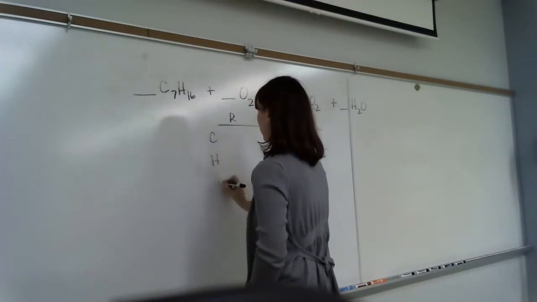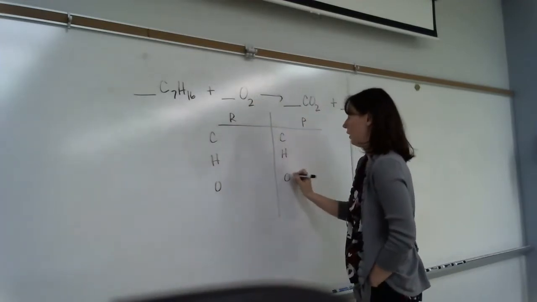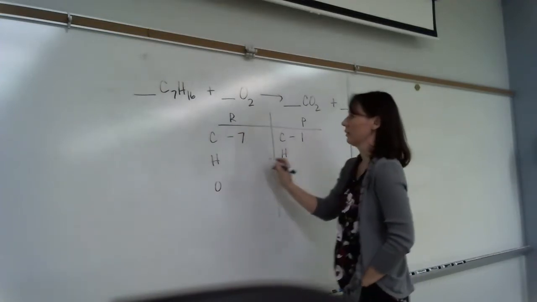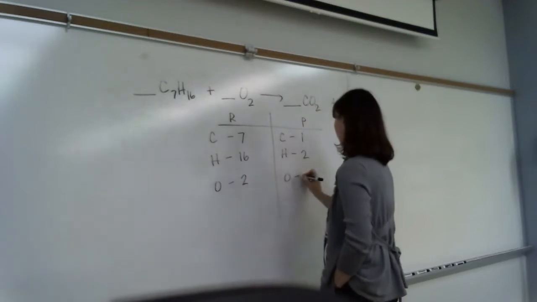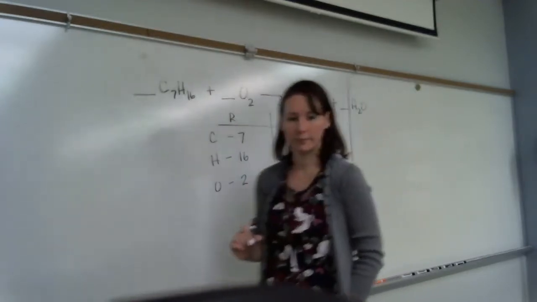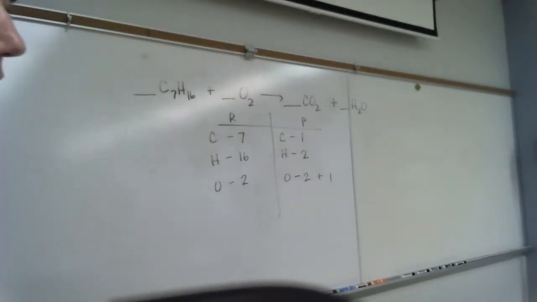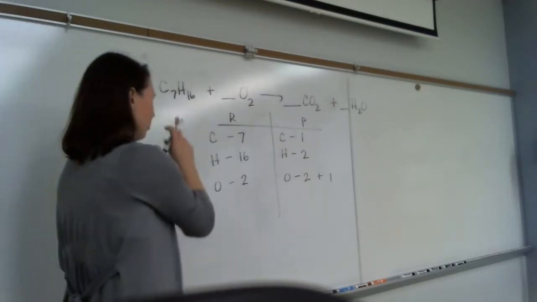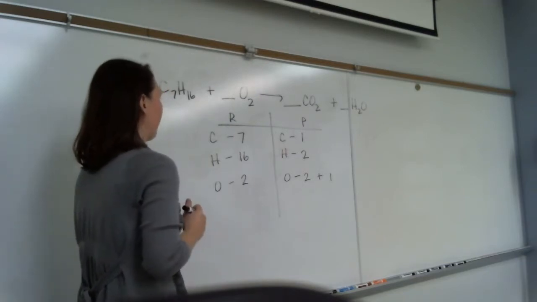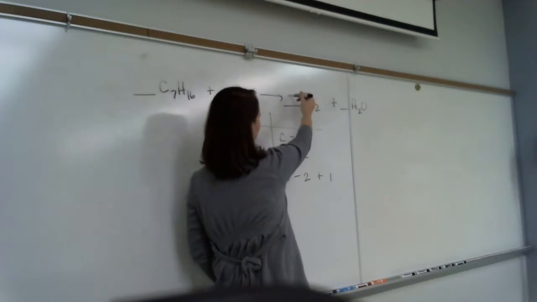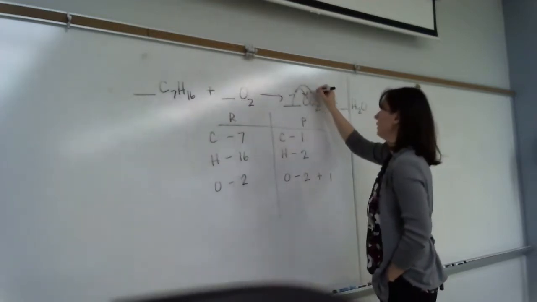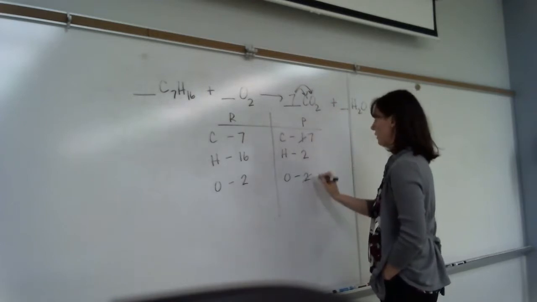So carbon, hydrogen, oxygen, carbon, hydrogen, oxygen. We've got 7 and 1. For hydrogen, we've got 16 and 2. And for oxygen, we've got 2 and 2 plus 1. I'll give you a second to write it down. All right, let's just go straight down the line. We'll leave our nasty one for last. How do I balance carbon? Put a 7, right? Distribute it. 7 times 1 is 7. 7 times 2 is 14.